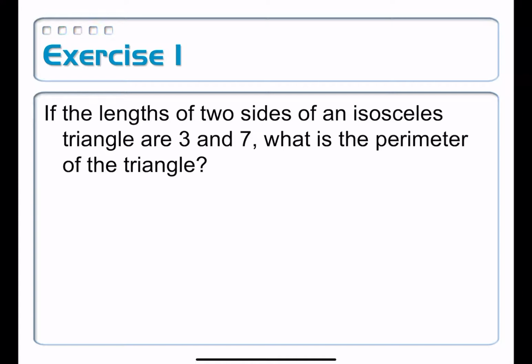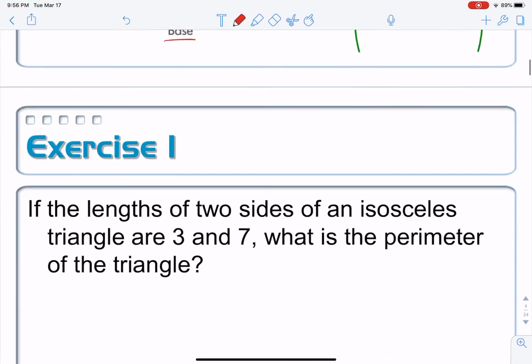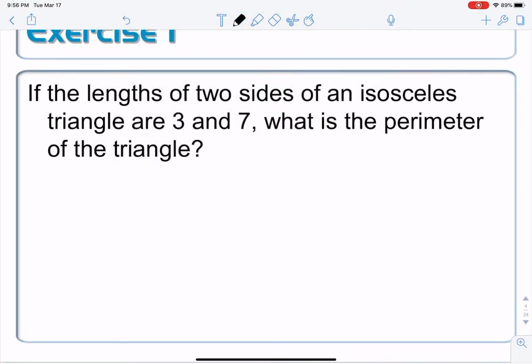All right, so our problem here is that since we have two of the sides, we're missing the third side. Now, this particular isosceles triangle cannot obviously be equilateral because we have two different side measurements. The question is, which one of these is the base? Is it the 3 or is it the 7? Okay, so again, let's break this up. We basically have two different cases.